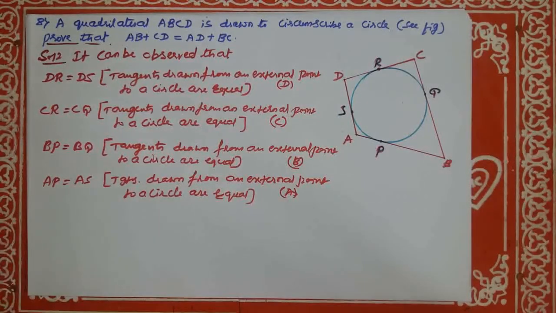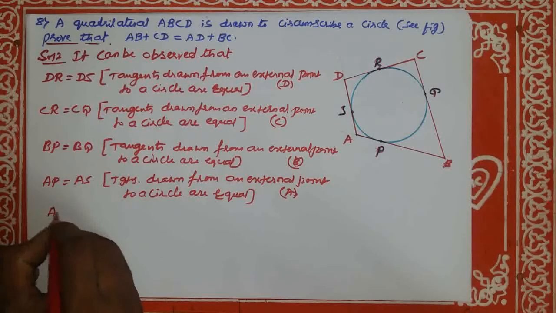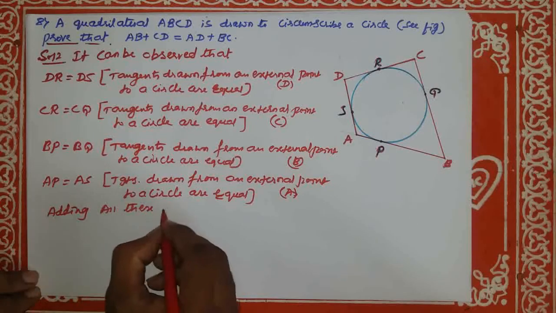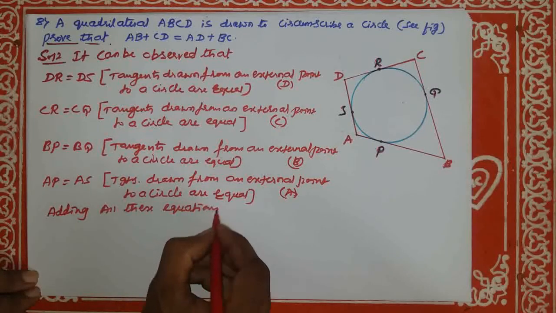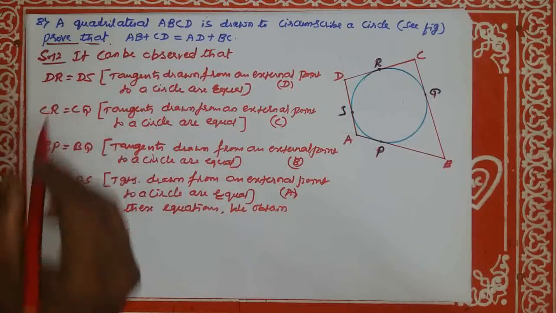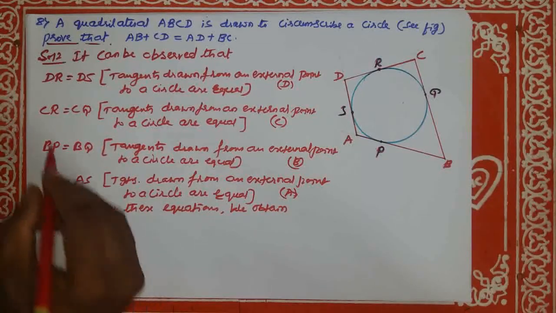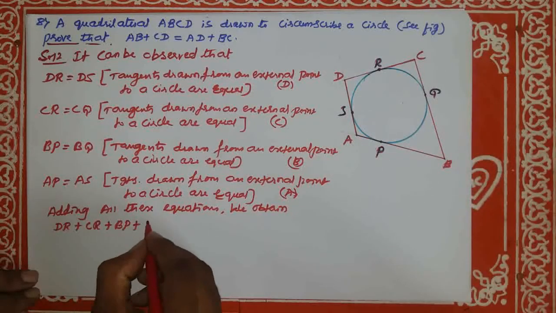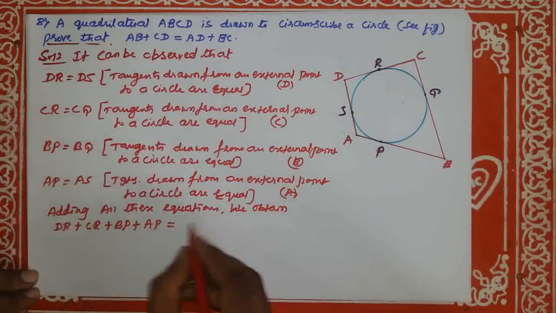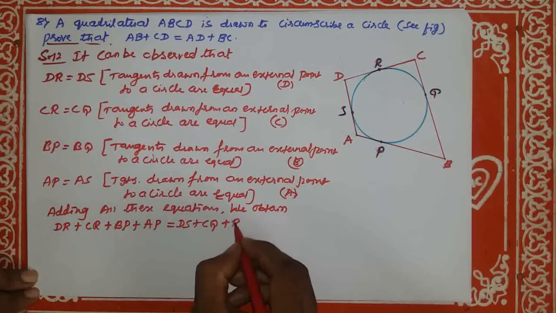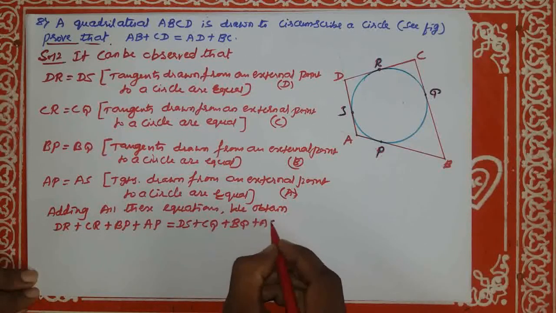See, adding all these equations we obtain DR plus CR plus BP plus AP is equal to DS plus CQ plus BQ plus AS. We should add all those.